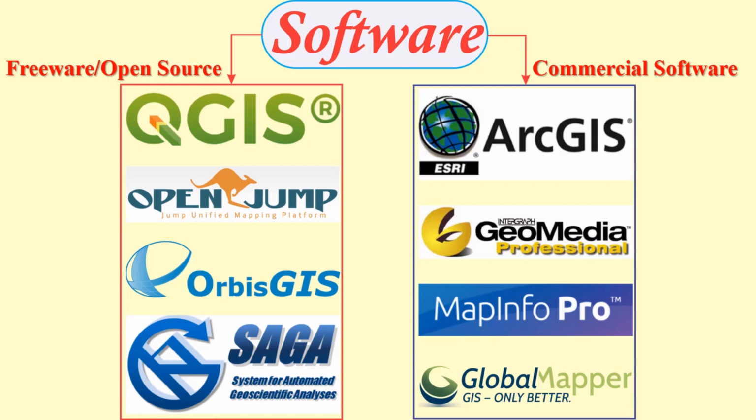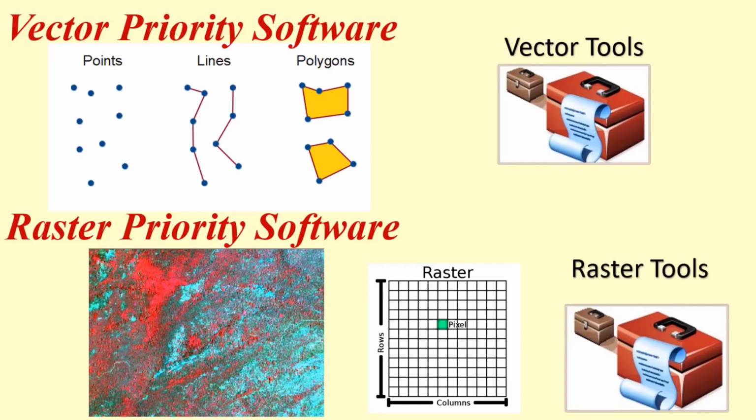Examples of free software are QGIS, which we are going to learn in this course, and OpenJump, Orbis GIS, and Saga. The notable commercial software are ArcGIS, which is one of the leading enterprises in the field of GIS, GeoMedia, MapInfo, and Global Mapper. It is necessary to choose the right software before starting GIS tasks, based on the budget available, availability of tools in the software, availability of a resource person to handle the software, technical support from the software provider, and so on.